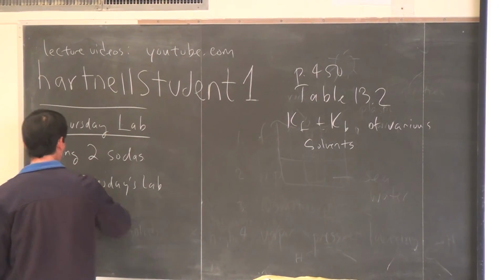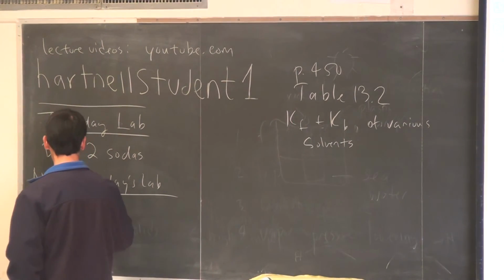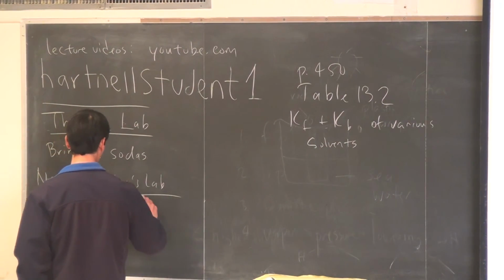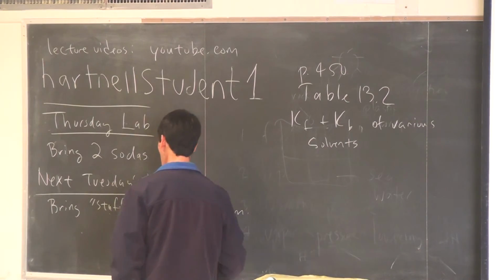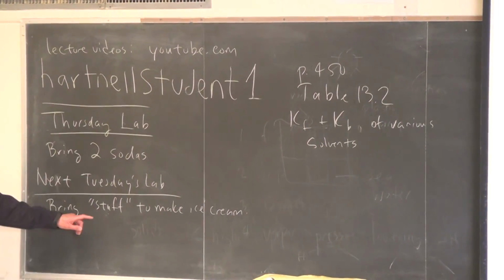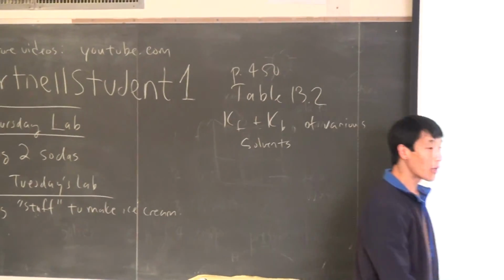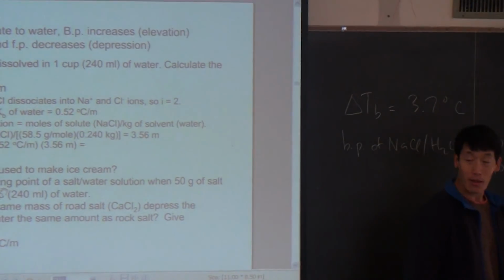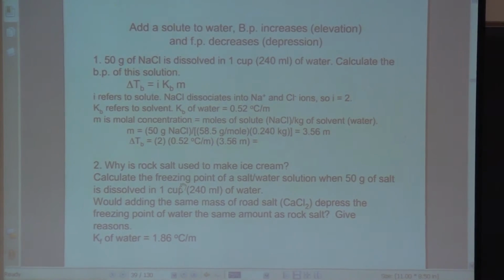So you want to bring whatever stuff you want to make ice cream. This means that you can bring milk or cream, your favorite flavorings, chocolate chips, whatever you want to bring, and we'll supply the ice and the salt so you can make ice cream next Tuesday in lab. You and your lab partner can figure out what you want to bring for your ice cream in lab.